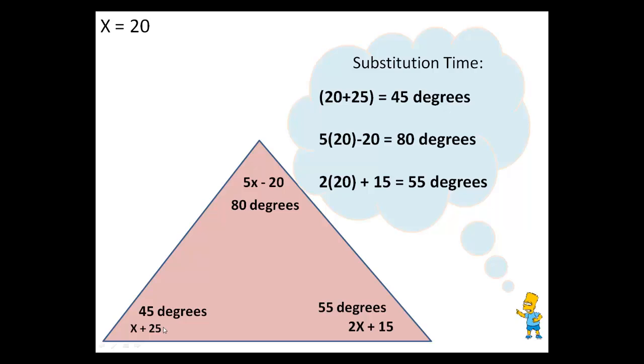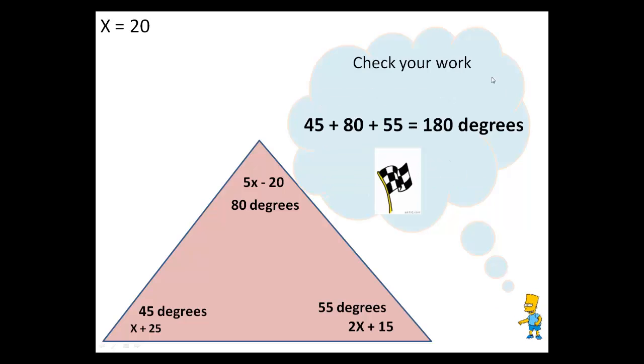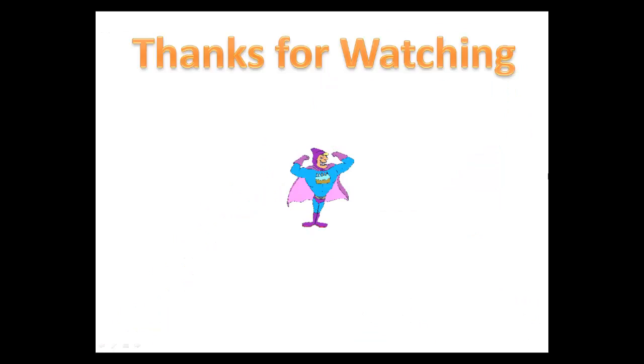With x plus 25, we have 20 plus 25 equals 45 degrees. That's our first angle. We have 5 times x, meaning 5 times 20 minus 20. That would give us 80 degrees. There's our second angle. And 2 times x would be 40 plus 15 equals 55 degrees. There's our third angle. But I think there's one more step. Check your work. 45 plus 80 plus 55 equals 180 degrees. Yes. Thanks for watching.